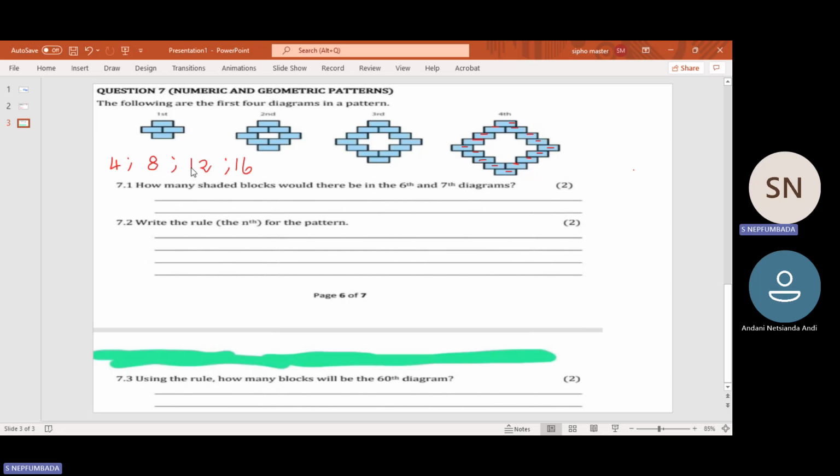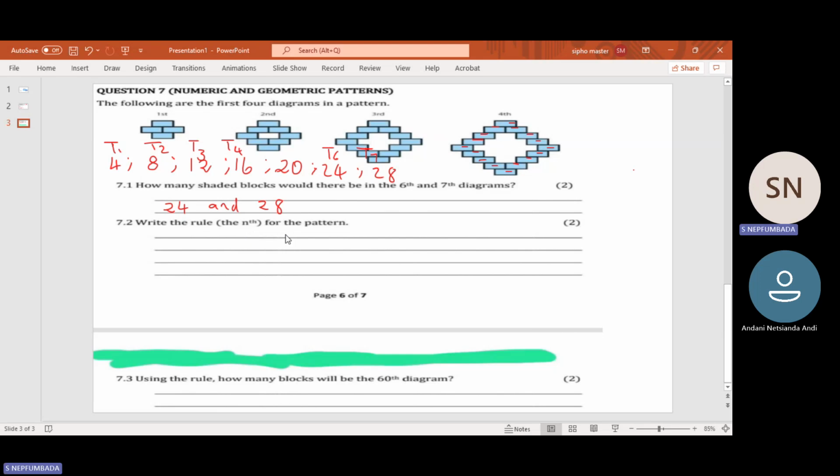Here we've got 1, 2, 3, 4. In the 5th, when we add 4 it is 20. When we add 4 it is 24. When we add 4 it is 28. It means we're going to have 24 and 28. Because from the previous term, which is T1, to the next term, we just add 4. Then from T2 to T3, we just add 4. From T3 to T4, we just add 4, and so on. But they asked us about T6 and T7. So they say write down the rule for the pattern.